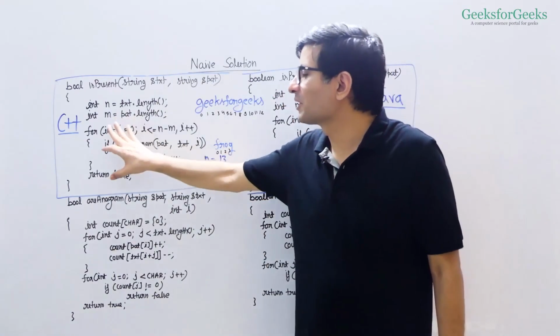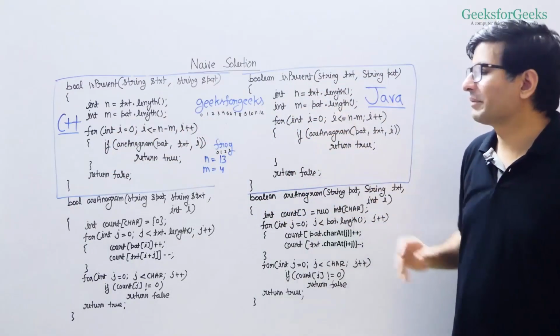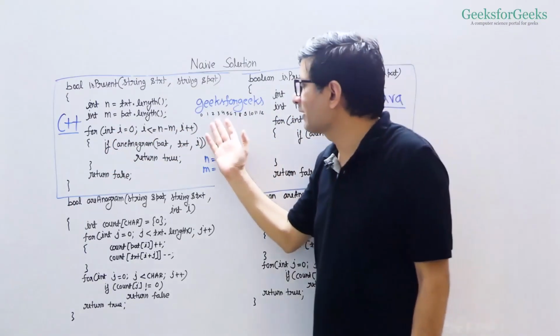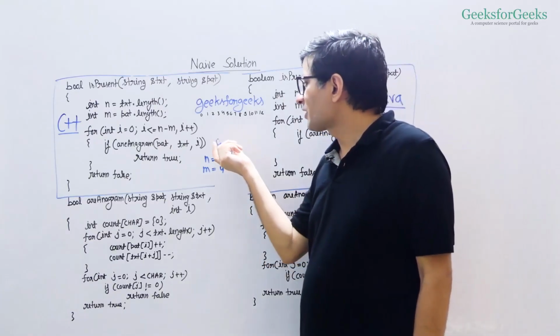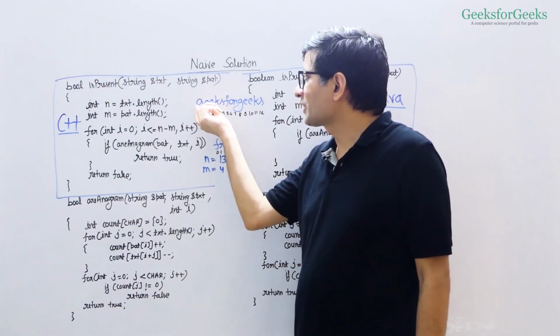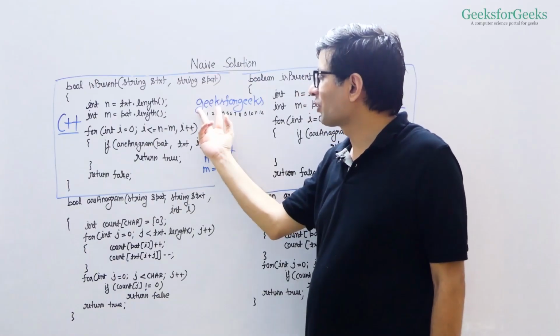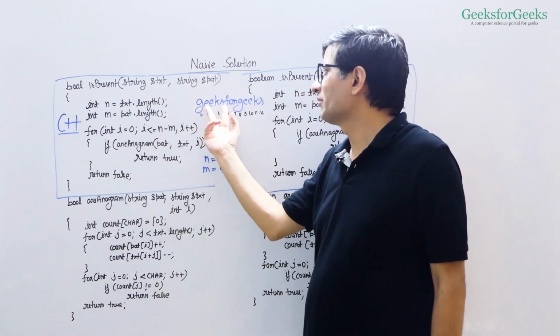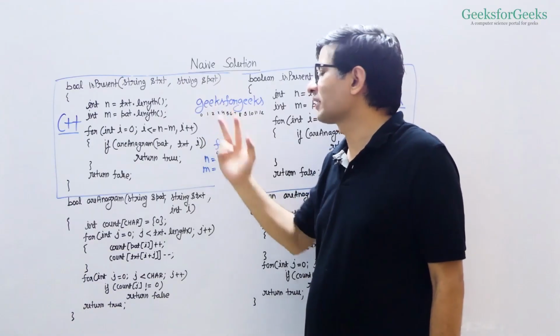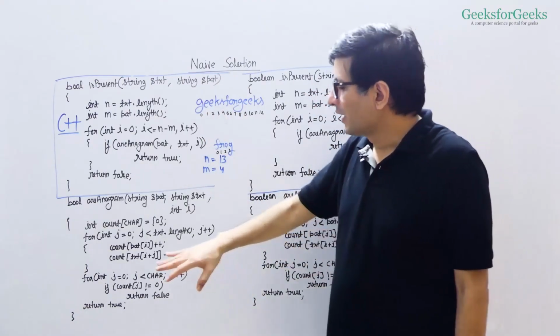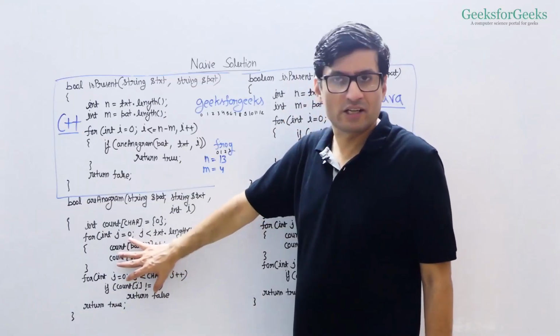Here we have the C++ implementation and this side we have the Java implementation. Let's say we have this text and this pattern. What we do here is we slide this pattern over this text one by one. We first bring frog here and then check if they are anagrams. Then we slide the pattern here and check if they are anagrams. Then we slide here and check again. That's the simple idea.